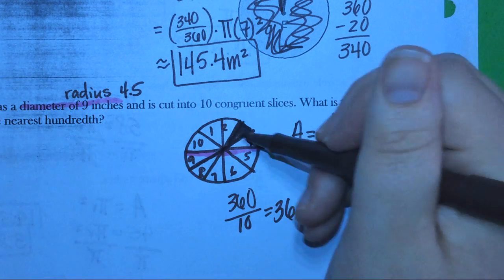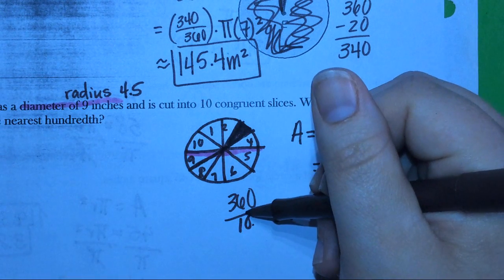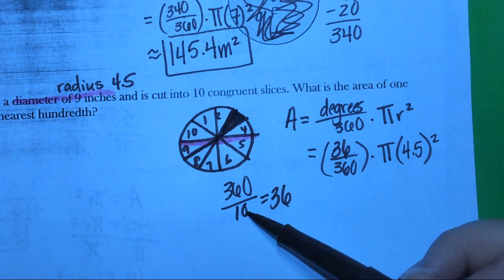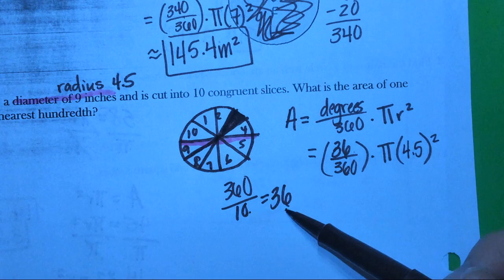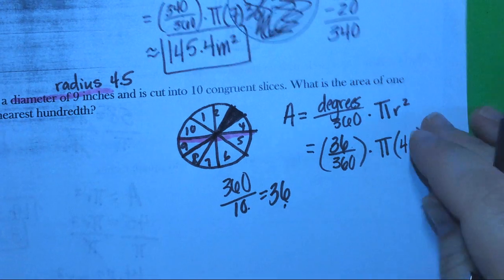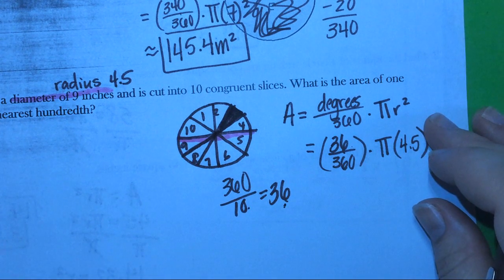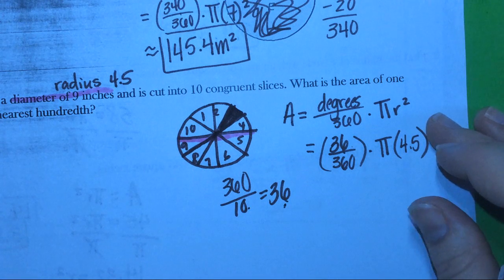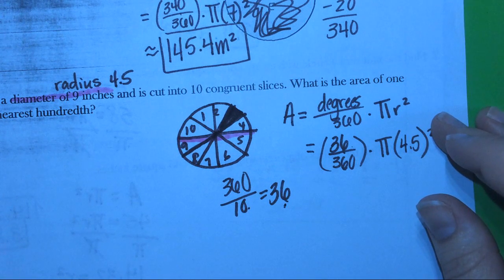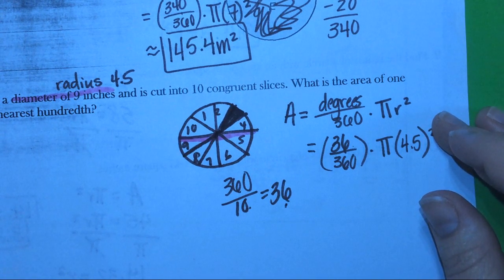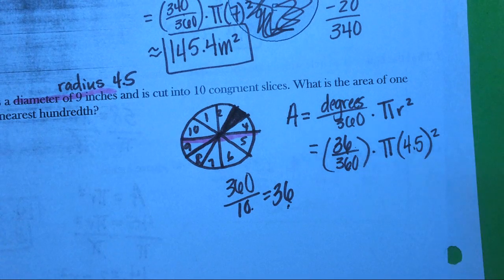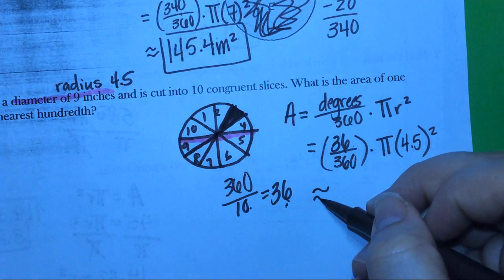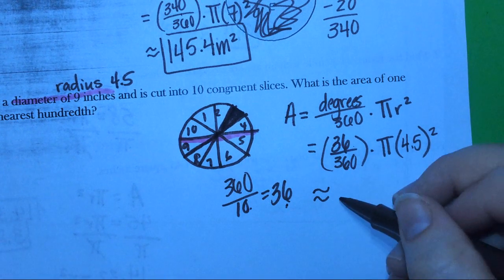There are 10 slices total, 360 degrees. We're trying to figure out how many degrees each slice takes up. Each slice takes up 36 degrees because 360 divided by 10 is 36. If it said there were 8 slices, I would do 360 divided by 8. If it said there were 12 slices, I'd do 360 divided by 12. Take 360 divided by however many slices you're cutting this thing into. Then you type this whole long thing in your calculator.